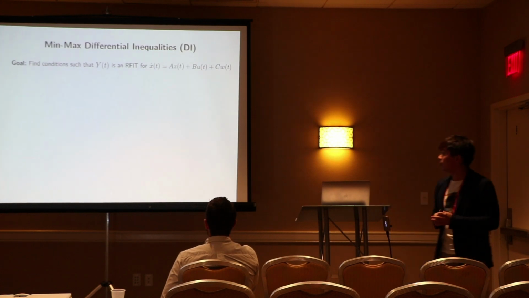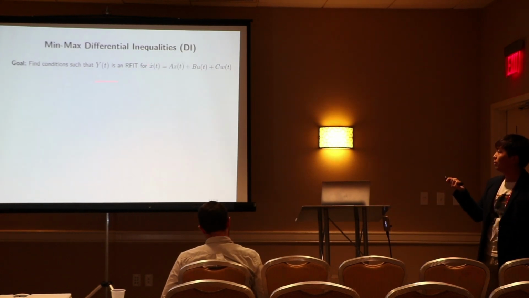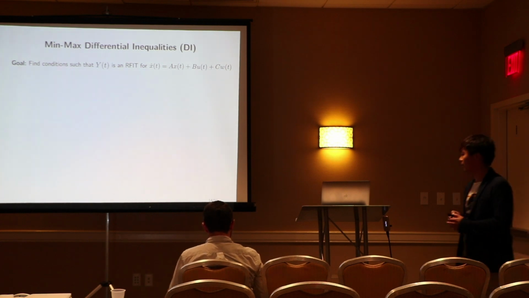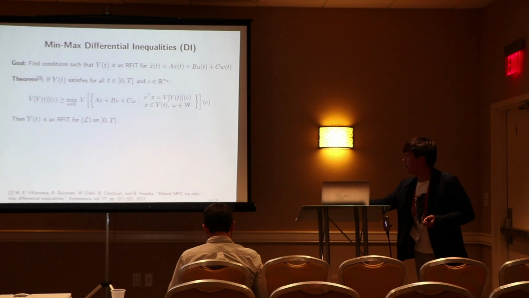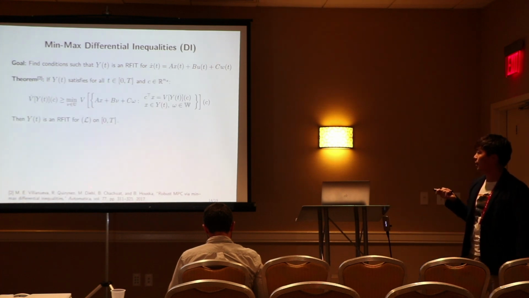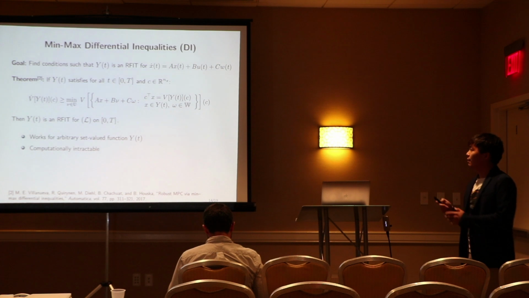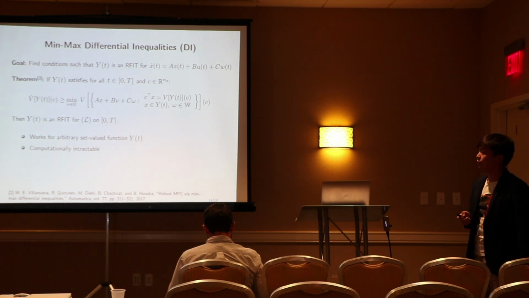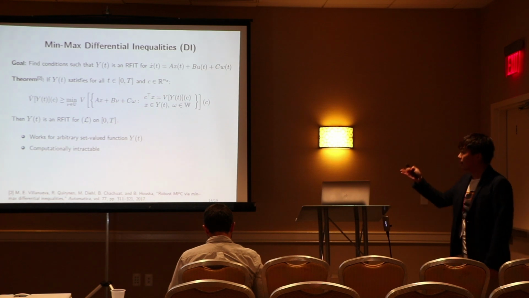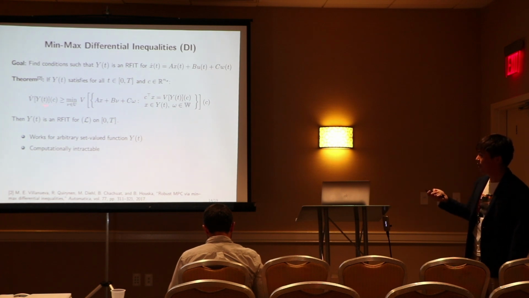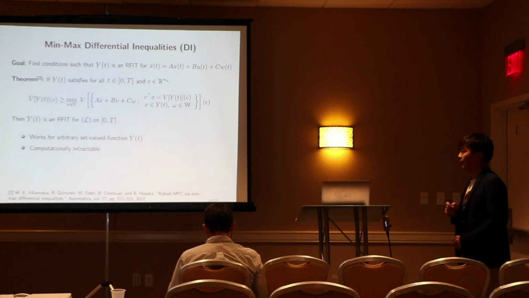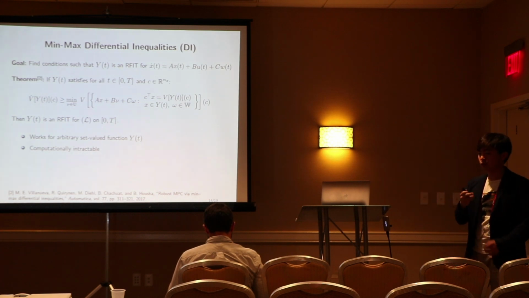So back to our control problem, we want to find conditions such that Y(t) is a valid RFIT for our system. And fortunately, we have exactly the right tools to do that. So it is given also in this paper that if the set-valued function Y(t) satisfies these conditions, then it is a valid RFIT for our system. So the good thing here is that this condition holds for an arbitrary set-valued function Y(t). But as you might have noticed, we have both a differentiation on the support function and a nasty min-max optimization problem here, which makes it computationally intractable for the general case.